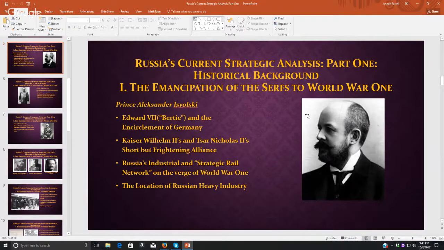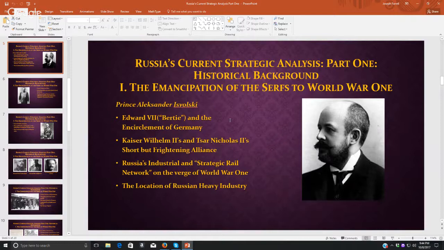But this is the man that was more or less targeted by the Anglo-Saxon oligarchs in the United Kingdom, in order to complete the process of bringing Russia into the system of alliances that Great Britain was trying to construct to encircle Germany. One of the big leaders of that effort, of course, was King Edward VII, or Bertie as he was known. This encirclement of Germany was the grand strategy of Great Britain prior to World War I.